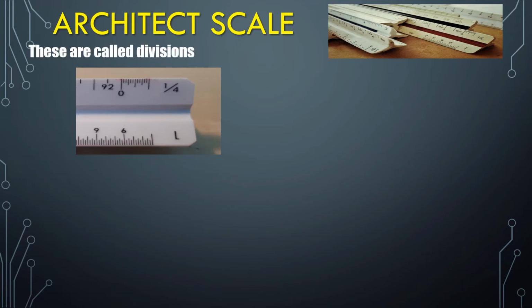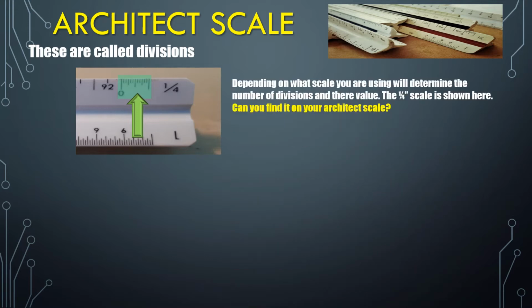So these are called divisions. Divisions are found throughout the entire ruler. So this is a division, this is a division, all these are divisions. But when we're looking to calculate the inches on the architect scale, we would use these divisions that are highlighted in green. So depending on what scale you're using will determine the number of divisions and their value. The 1/4 inch scale is shown here. Now can you find it on your architect scale? So that's what you're looking for.